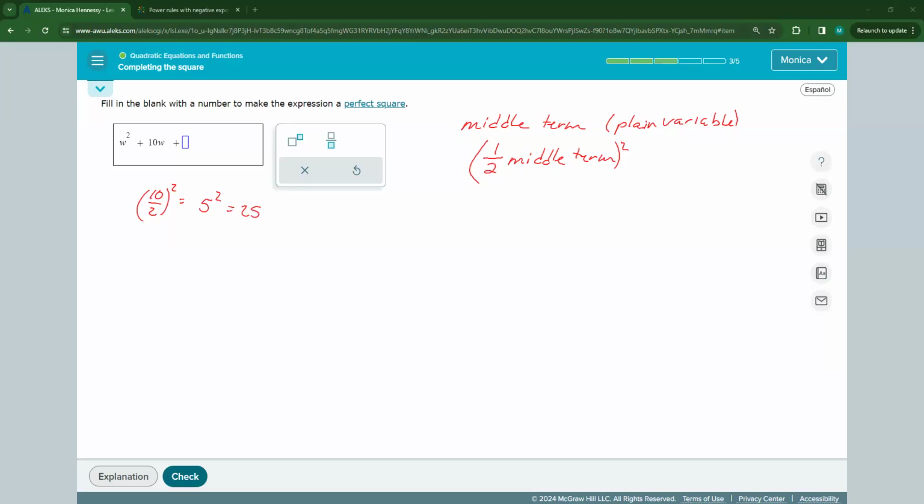And when we're completing the square, we really do want that first coefficient, the lead coefficient, to be 1. We'll have ways to deal with that when we are solving quadratic equations. But for right now, we're just finding that pattern. So half of the middle squared. So this is 25.